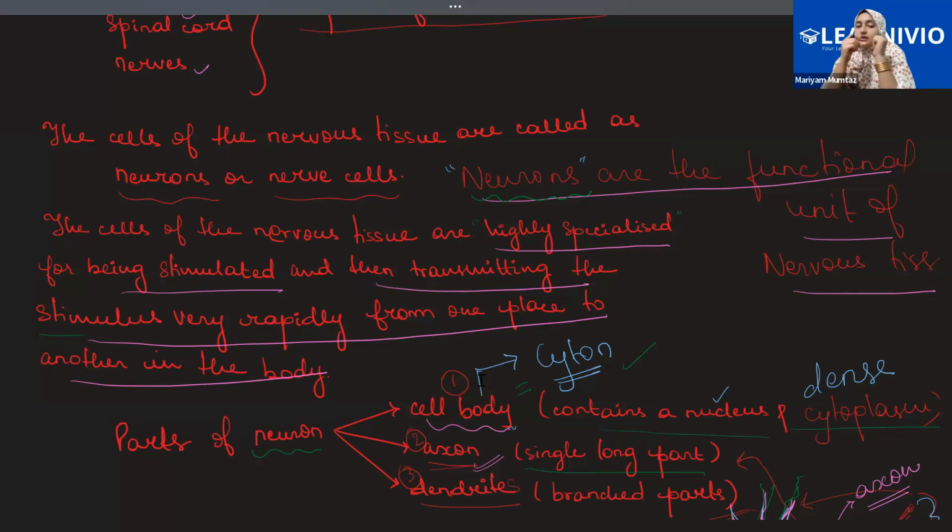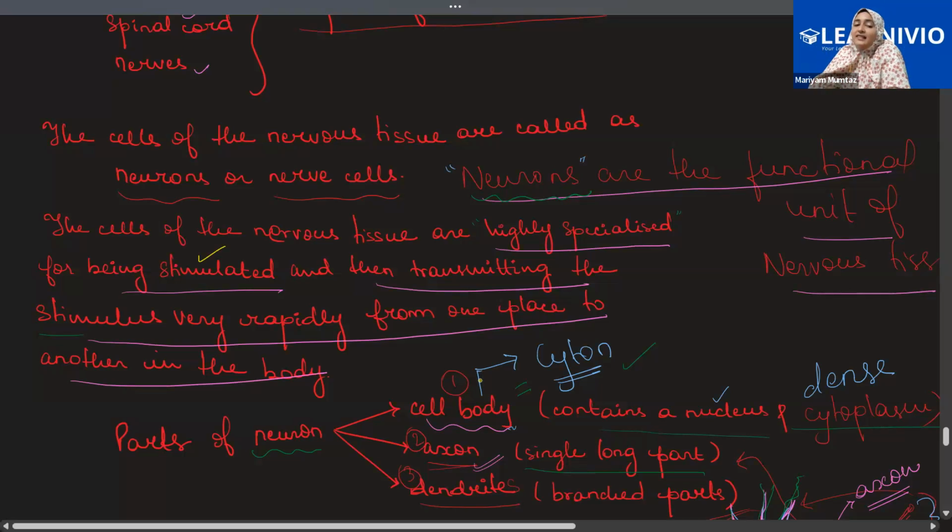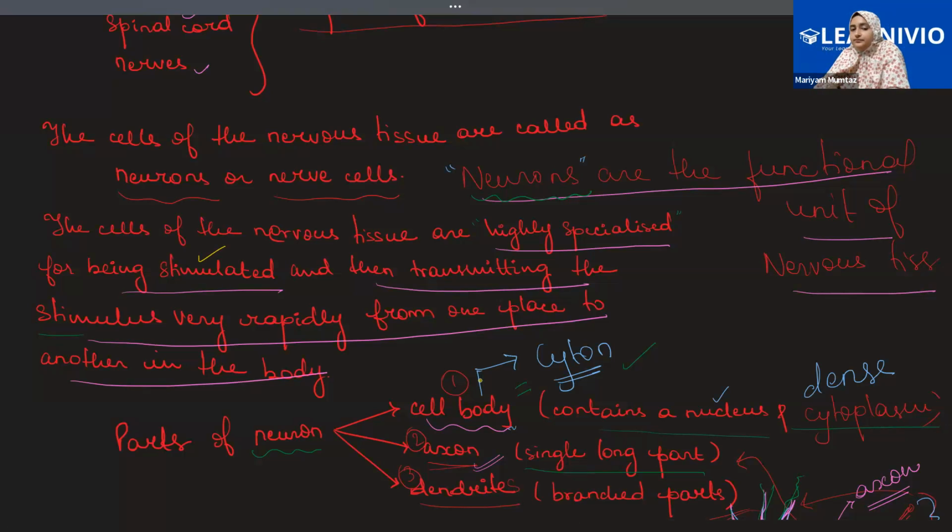Why does that happen? Because our nervous tissue is spread all throughout our body, and it is highly specialized tissue. It is extremely specialized, meaning as soon as it gets the stimulus, it acts on it very quickly. So that is why we say that the cells of the nervous tissue are highly specialized for being stimulated and then transmitting the stimulus very rapidly from one place to another. Meaning it is so quick that it happens in fractions of seconds.